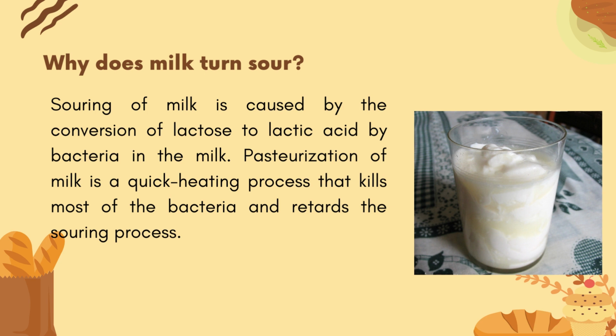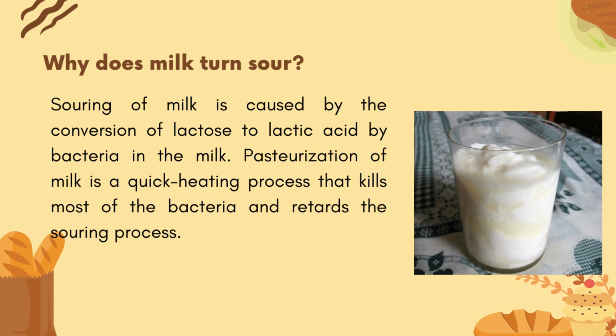Now, souring of milk is caused by the conversion of lactose to lactic acid by bacteria in the milk. Now, pasteurization of milk is a quick heating process that kills most of the bacteria and retards the souring process. Now, again, what causes the milk to turn sour? That is because of the disaccharide lactose being converted to lactic acid by bacteria present in the milk.